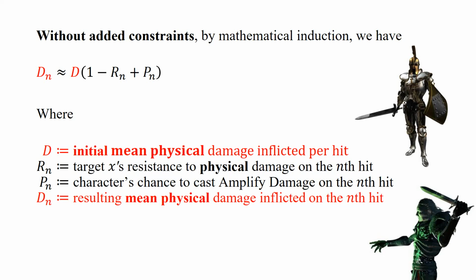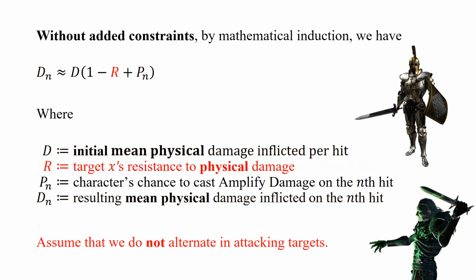So what's the next simplification we're going to make? Well, we're just going to think of sufficiently small intervals of time because generally speaking, a target's resistance to physical damage is not changing between hits or within small intervals of time, right?